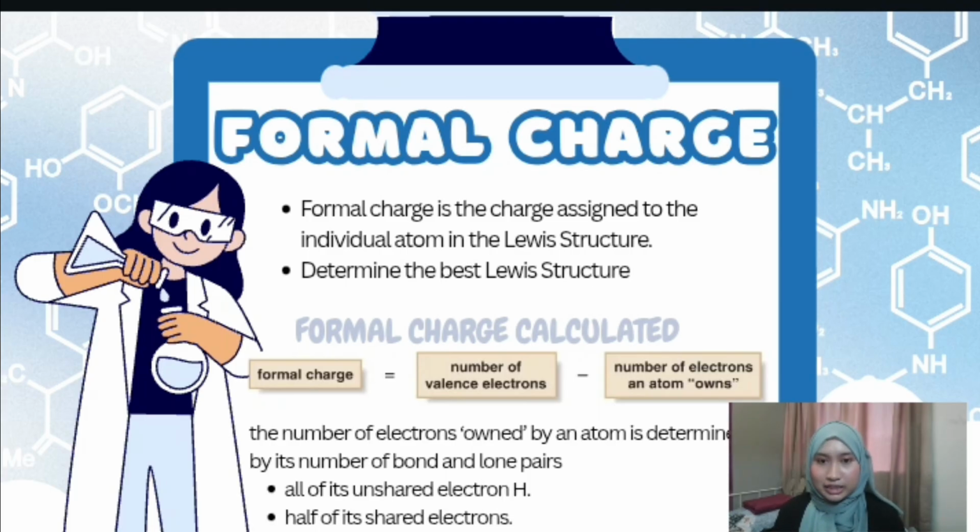Okay, formal charge is the charge assigned to the individual atom in the Lewis structure. It also determines the best Lewis structure. How do we calculate the formal charge? It is the number of valence electrons minus the number of electrons owned by an atom. The number of electrons owned by an atom is determined by its number of bonds and lone pairs: all of each unshared electron, and half of each shared electron.